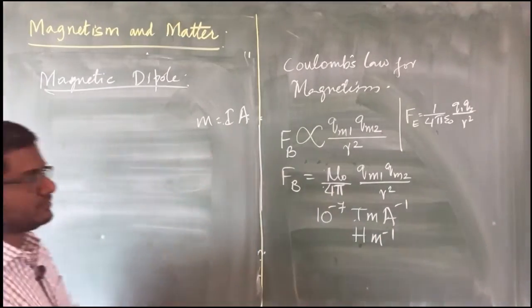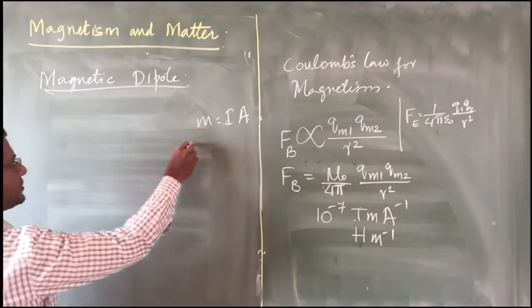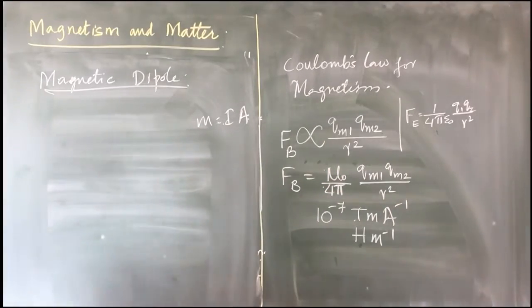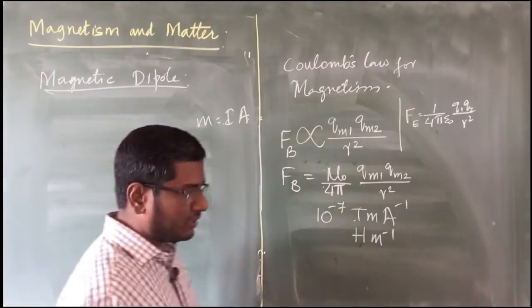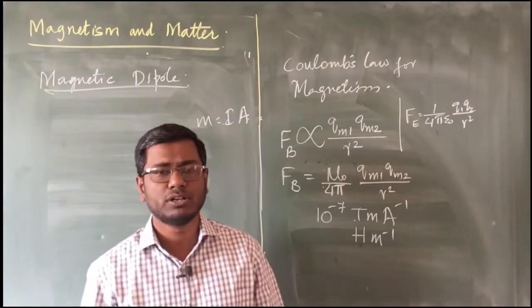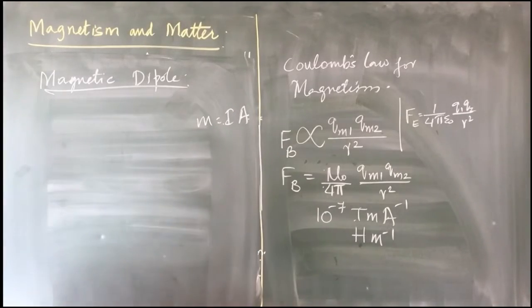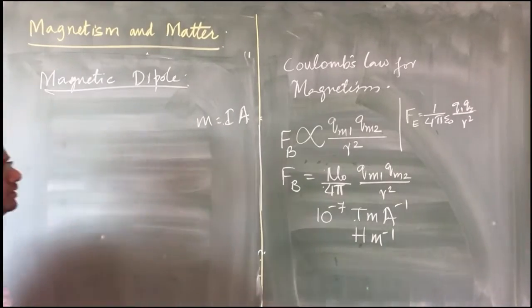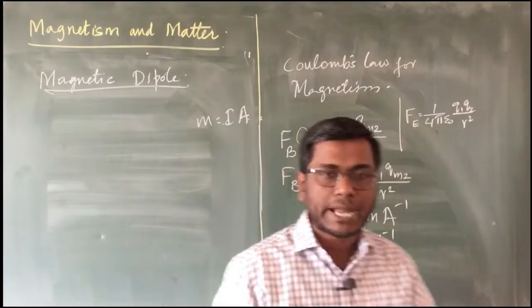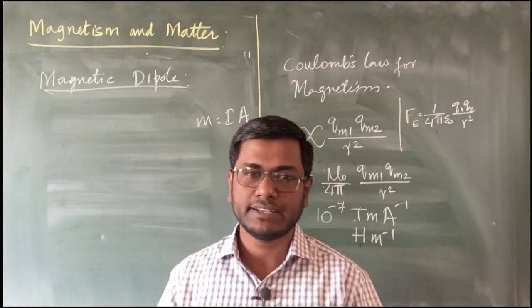What we used to say, this is the charges. So we used to say for the dipole, which we had seen in chapter 1, two equal and opposite charges separated by a small distance is called an electric dipole. The same definition applies for the magnetic dipole. So what is a magnetic dipole? Two equal and opposite magnetic charges separated by a small distance.